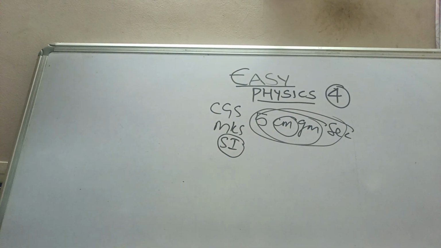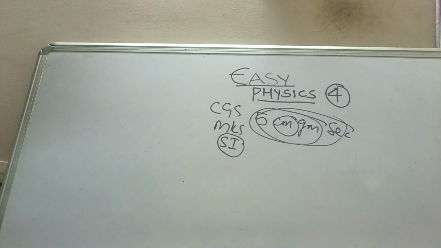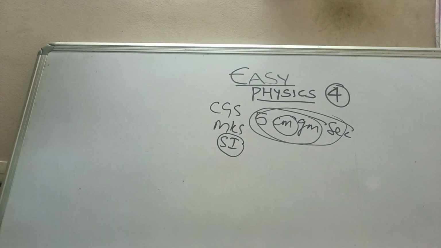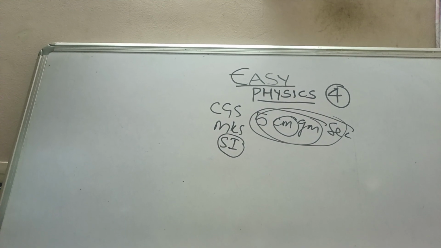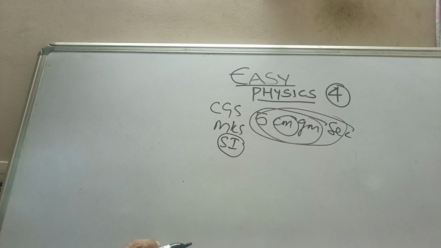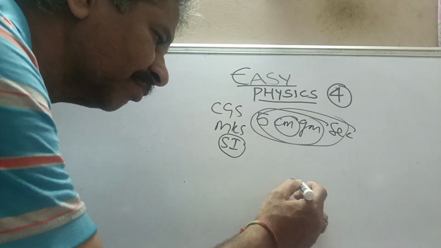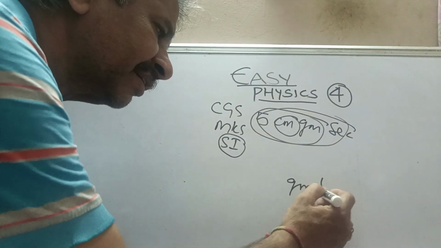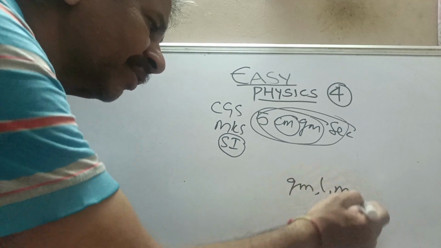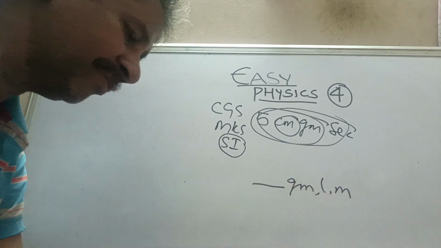Now I would like to explain the conversion either CGS into MKS or MKS into CGS. That is the higher values into lower values and lower values into higher values. For this, we require a simple table, based on which physical quantity you are going to measure. It means gram, liter or meter, whatever it may be, you take it as a basic word.